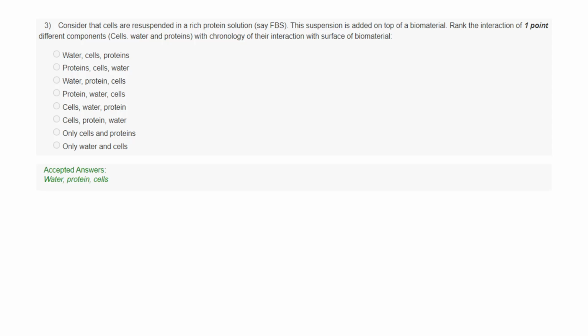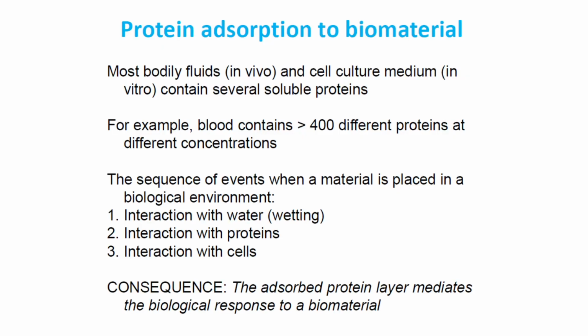The right option is option 3. Whenever a biomaterial comes in contact with the body, first the water is going to interact. If you have gone through the lecture material, you must have seen this slide. The sequence of events when a material is placed in a biological environment: first it interacts with water, which is also known as wetting of a material. Then it interacts with the proteins, and after the proteins, it interacts with the cells.